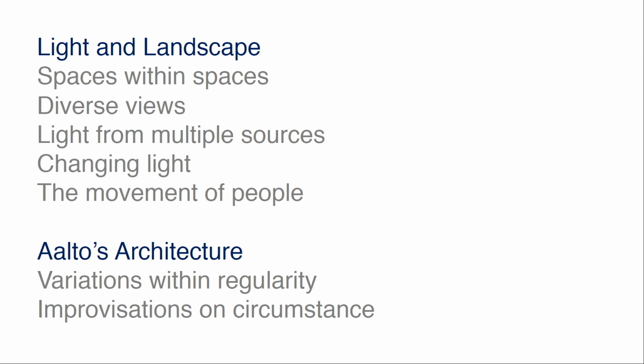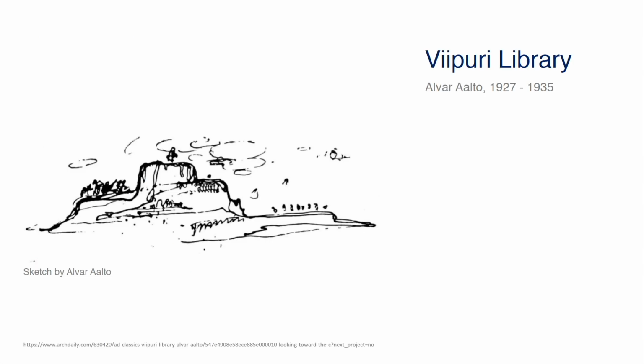So what do we have when we combine the two? Aspects of light and landscape include spaces within spaces, diverse views, light from multiple sources, changing light. Daylight changes all day, and we encourage the movement of people through these spaces. So Aalto's architecture then shows a strong interest in variations within regularity and improvisations on circumstance.